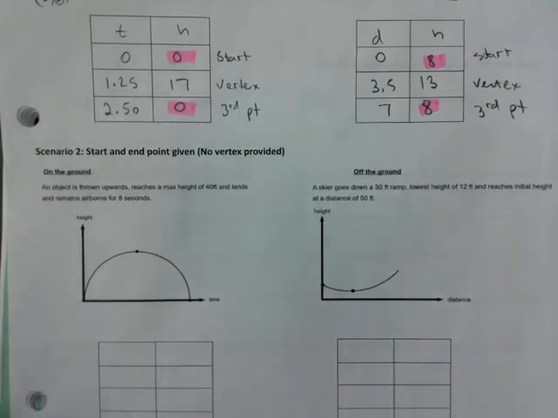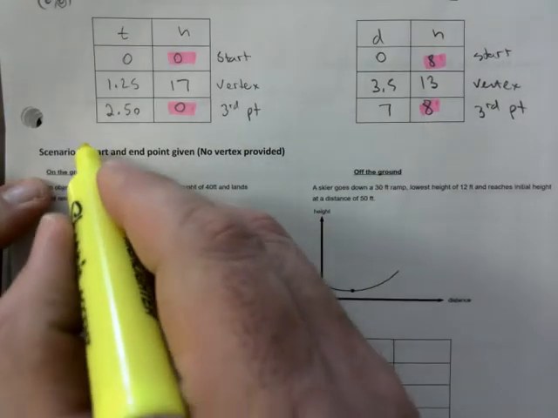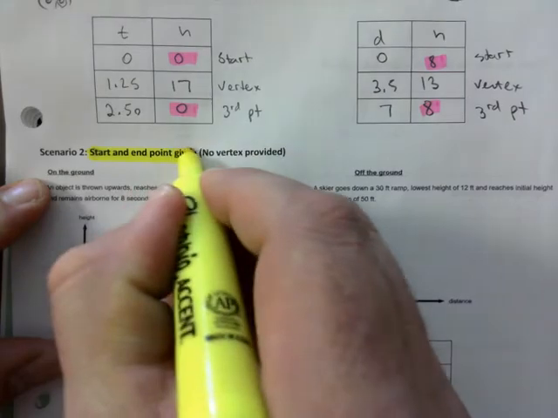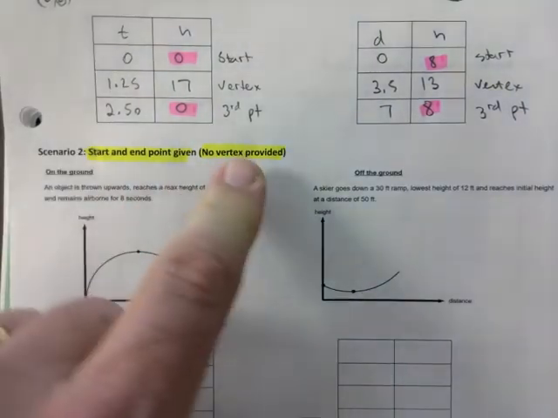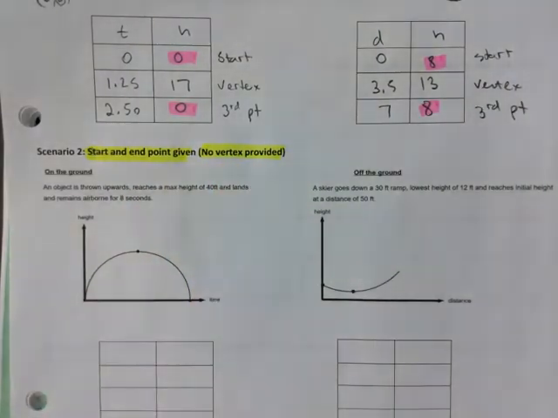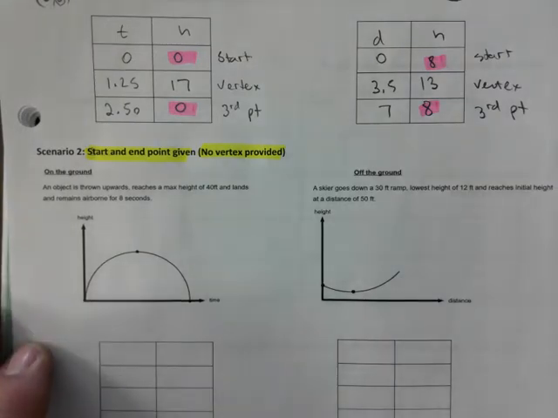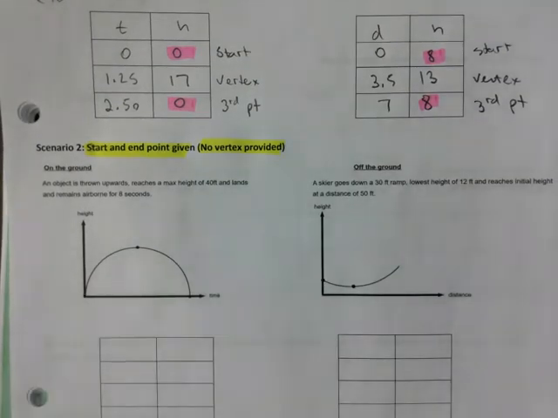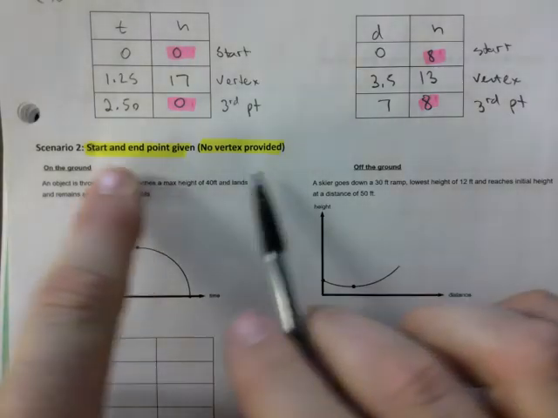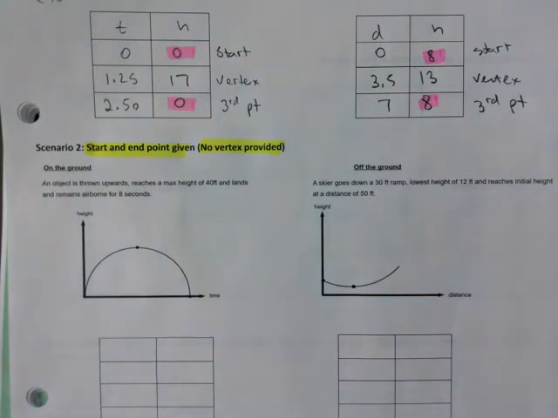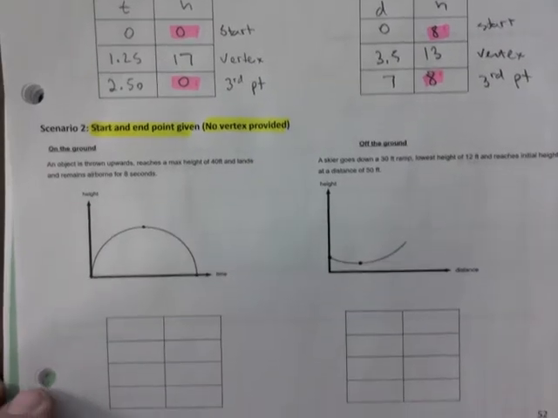Now, start and end point given, no vertex provided. So this is where you have no vertex. You're going to have to figure out the vertex. So the top ones, you had the start and the vertex, and you found the third. And this is where I'm giving you the start and the third. You need to find the vertex, which is still the third point that you're missing.